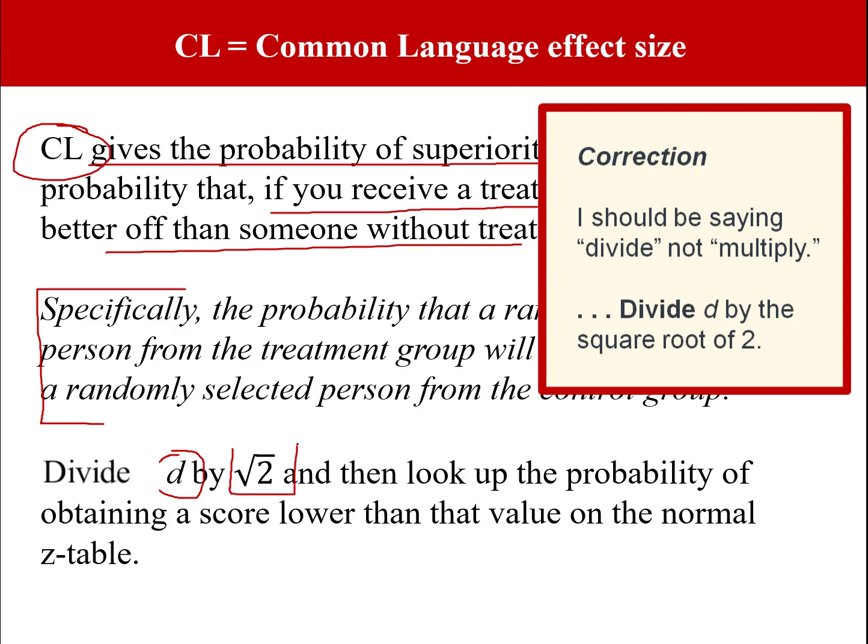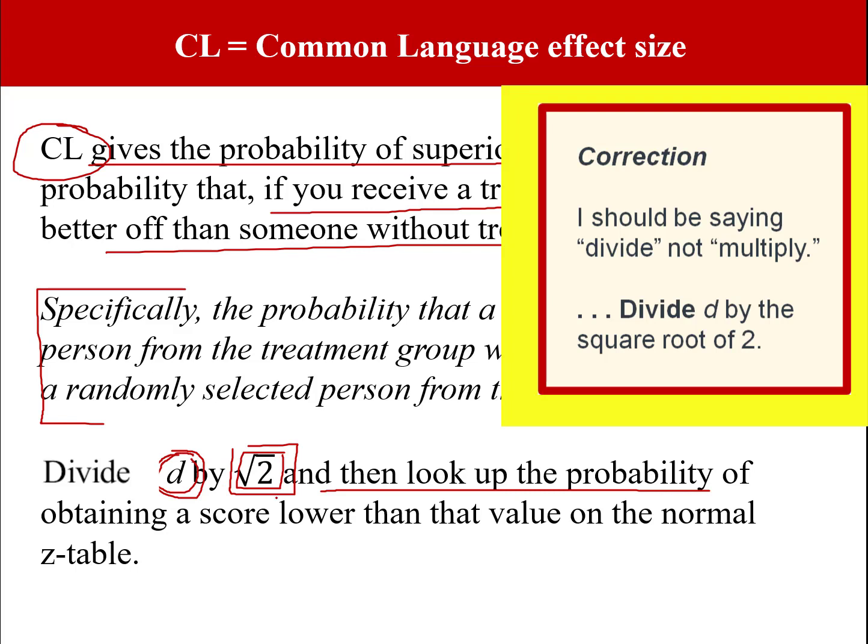And we can actually calculate this probability by taking our d-statistic and multiplying it by the square root of 2. And if we assume that the distributions of scores on the outcome variable for both the treatment group and the control group are normally distributed, and we've been making that assumption all along here, then we can simply look up the probability of that value. So I take my d, multiply it by the square root of 2, and I get a value. Then I'll go to that normal unit table, that z table that gives probabilities of z-scores, and look up that value on that table and determine the probability of obtaining a score lower than that value from my z table. And that is my common language effect size.